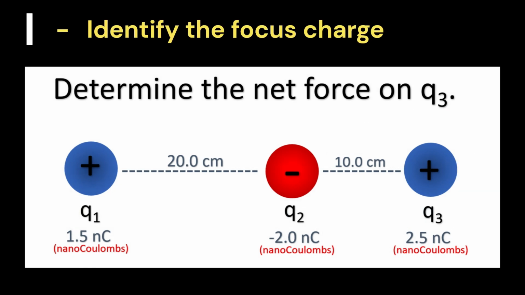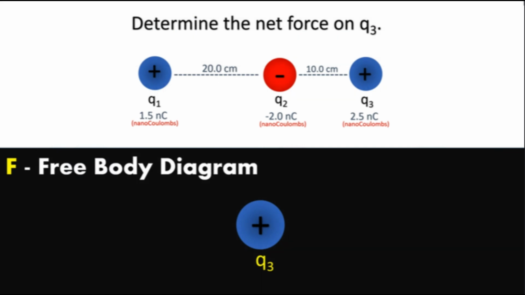The problem is asking for the net force on Q3, so our focus charge is charge Q3. We need to identify the focus charge because it is the charge in which our FBD arrows will originate. To draw the free body diagram of Q3, let us identify its interaction with charges Q1 and Q2.